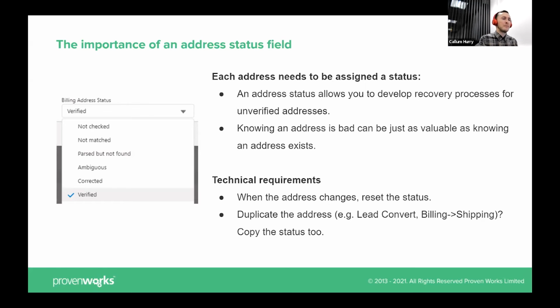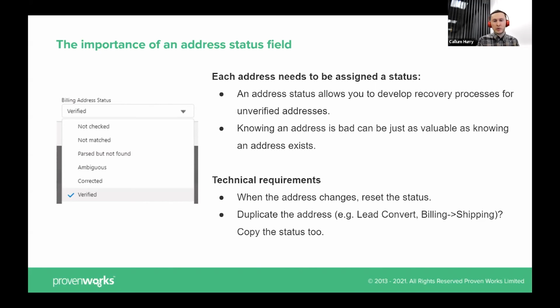And talking about some technical requirements, the address status is great. It tells us where we're at, but we need to make sure we treat the address status correctly. So when an address is changed, we must reset the status. What I mean by that is if we've got a verified address and then maybe someone moves house and they've updated that address on their record, we need to make sure that status is reset to a not checked status so that we can process it again for verification.